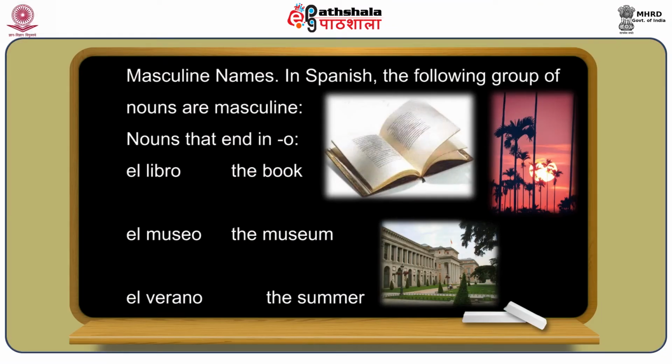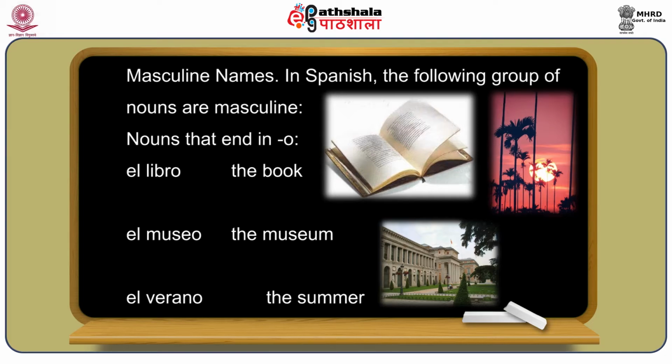So in Spanish, the following groups of nouns are masculine. Nouns that end in O. So if a noun that ends in O comes, then you can be kind of sure that this will be masculine. For example, el libro. Now libro here ends with O, so we can say okay, it is masculine. Libro is masculine, el libro. Same way, museo. Museo ends with O, then we can say okay, it is masculine, el museo.